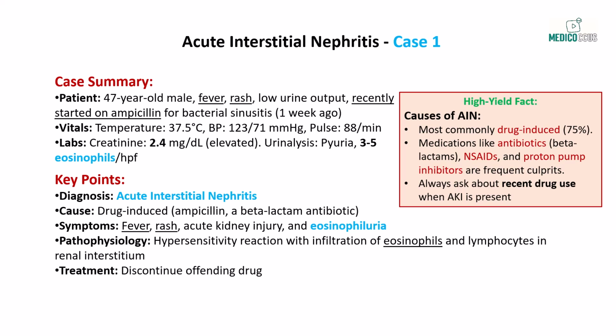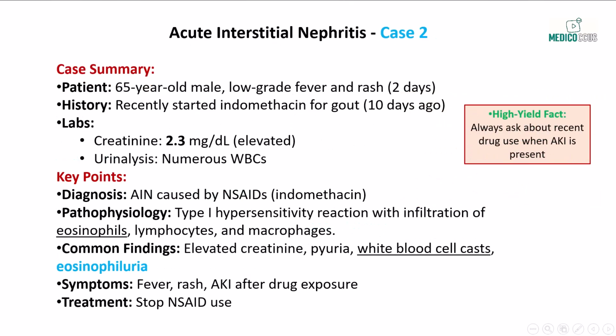Acute interstitial nephritis is caused by a type 1 hypersensitivity reaction involving IgE-mediated or cell-mediated type 4 mechanisms. This leads to infiltration of the renal interstitial tissue by eosinophils, lymphocytes, and macrophages. This process disrupts the normal kidney function, resulting in decreased glomerular filtration rate and signs of acute kidney injury like we see in this case. Now let's move to the next case.